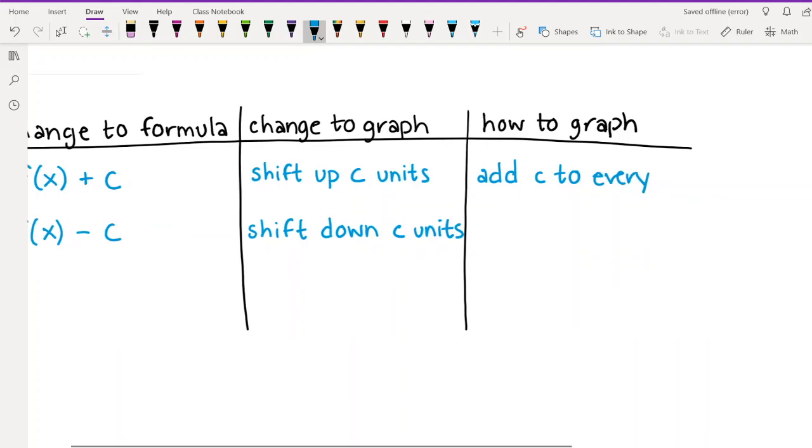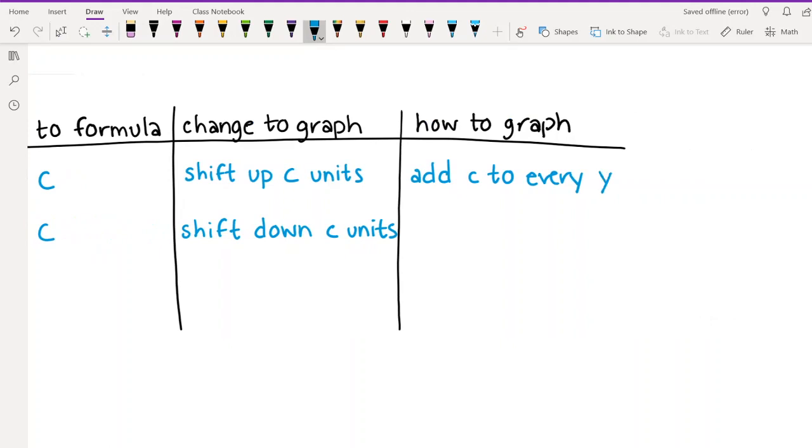And sorry, my screen is stuck. There we go. Every y coordinate. And similarly, how would you shift your graph down by c units? Well, then you would want to subtract c from every y coordinate.